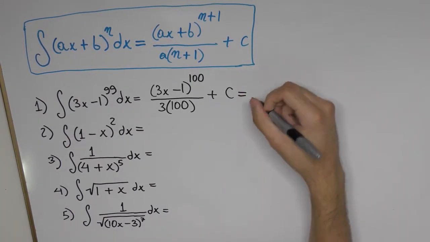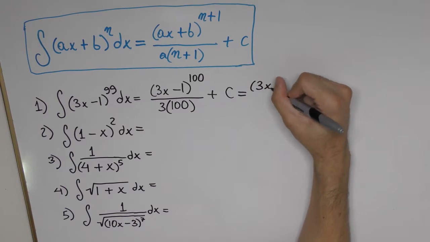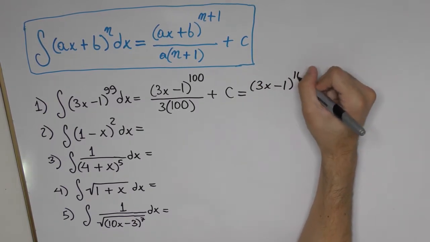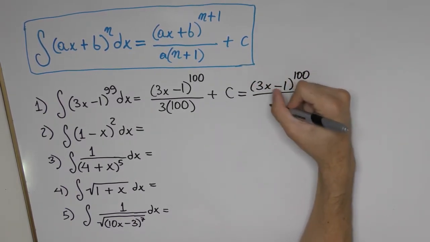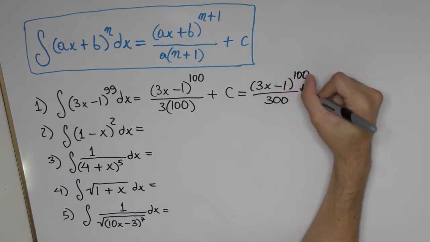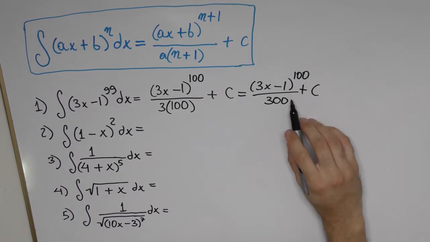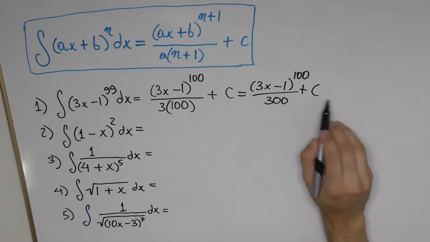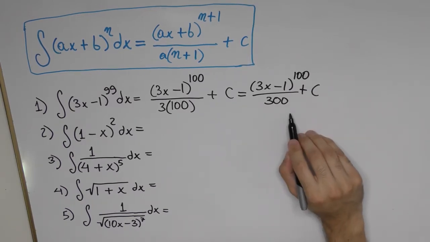Now we can simplify this further if we just write it as 3x minus 1 to the power of 100 divided by 300 plus c. And we can also check that this answer is correct simply by finding the derivative of our final answer. Now let's move on to the next example.